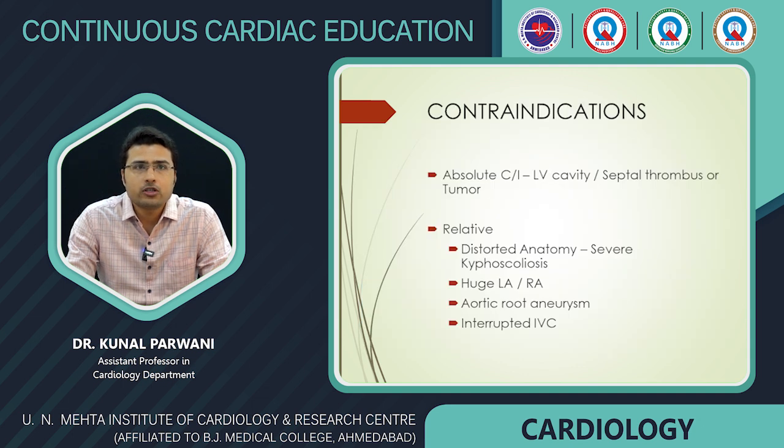The absolute and main contraindication for the transseptal puncture is a thrombus in the LA. Why? Because sometimes in doing transseptal puncture, we might dislodge the thrombus and it can lead to grave consequences. Other contraindications like distorted anatomy, huge LA or RA, aortic root aneurysm, and interrupted IVC can all be tackled by one or the other techniques. But thrombus in the LA can lead to grave consequences.